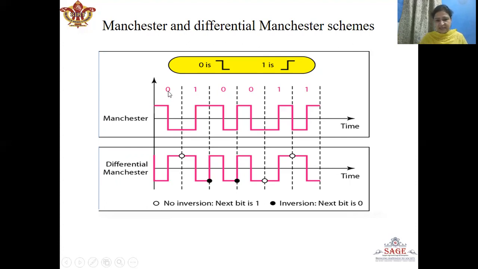So here we can see that since the first bit is 0, say initially the level is at plus V. Since the next bit is 0, there will be inversion from plus V to minus V. So it will have a minus V to plus V transition. Now since the next bit is 1, there will be no inversion. So we'll have a plus V to minus V transition. Now since the next bit is 0, first there will be a transition from minus V to plus V, and then it will go from plus V to minus V for a bit interval Tb.